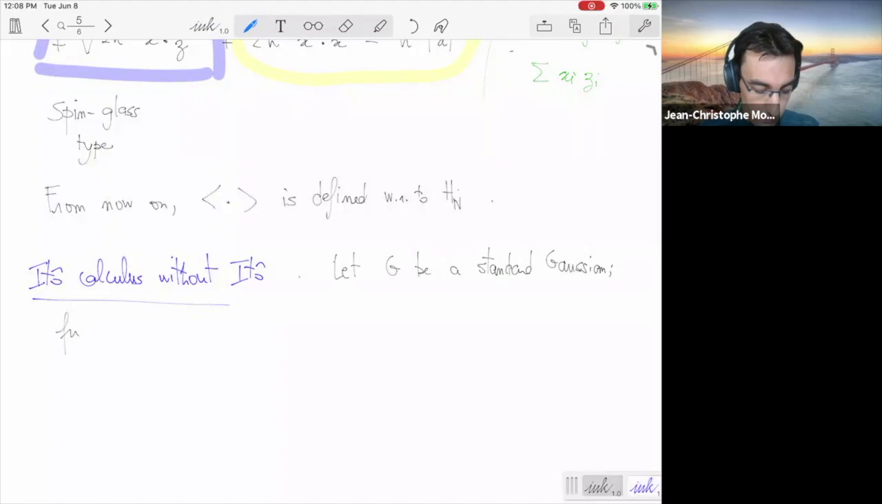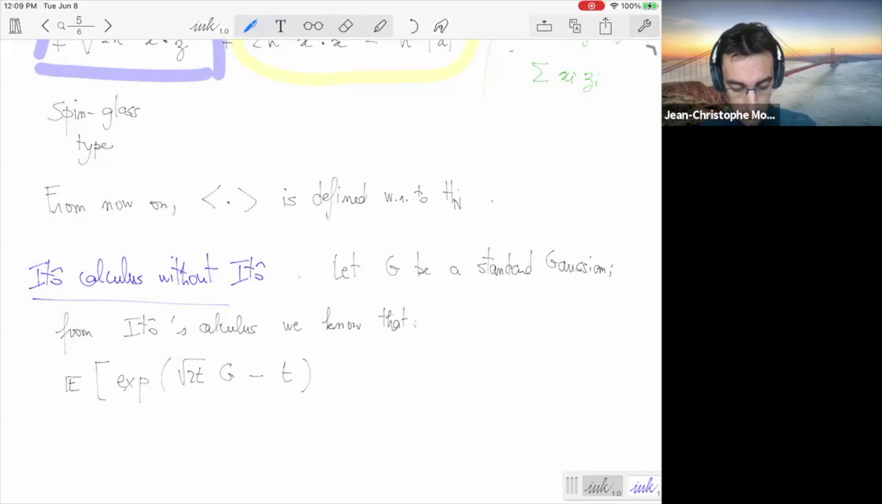From Itô calculus, using Brownian motion, we know that, and if you don't know, no worries, just take my word for it, the following formula is valid. If you take the exponential of a Brownian motion minus the quadratic variation, then this is equal to one. If you don't know it, believe me that this is true.